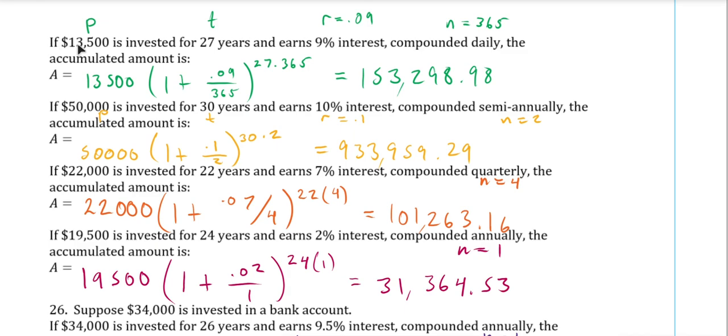So this one says if $13,500 is invested for 27 years and earns 9% interest compounded daily, then how much do you get at the end of that time? So here you want to identify P, t, r, we're going to need the decimal version of this percent here, and n, compounded daily, is 365.